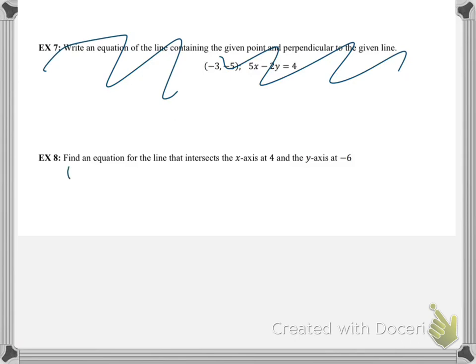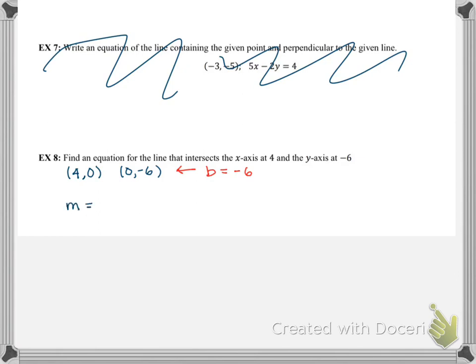We know that any point on the x-axis has a y-coordinate of 0, and so this first one is (4, 0). And then any point on the y-axis has an x-coordinate of 0. So the second point is (0, -6). And the nice thing about this is they actually gave us that y-intercept, right? So we know what b is, and we don't have to do quite as much work to get our equation. Because once we have the slope, we can just put it directly into slope-intercept form, since we have that b already. So we'll find our slope.